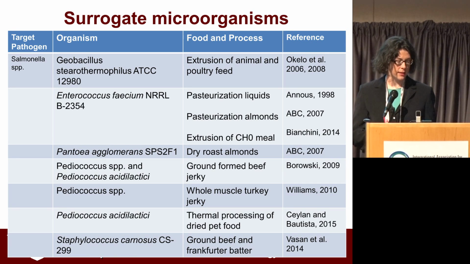For Pediococcus acidilactici, there's been a lot of work with the Pediococcus groups, specifically within the meat industries, for both beef and turkey jerkies, and also recently with dried pet food as well. And Staphylococcus carnosus, that has been recently validated as a conservative surrogate in ground beef and frankfurter batter.